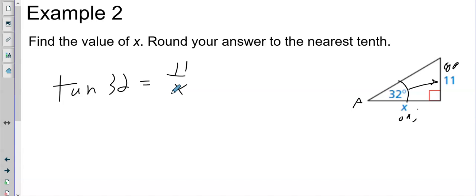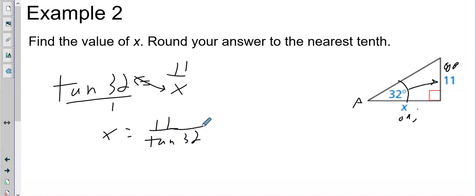Okay, now there's a little trick we're going to teach you here. If the x is ever on the bottom, because this is really over 1, these two can switch places. It's a shortcut. Because technically, to solve this, you'd have to multiply both sides by x and then divide both sides by tangent of 32. We can just save a step. Anytime your x is in the bottom, just switch them. So x equals 11 divided by tangent of 32.